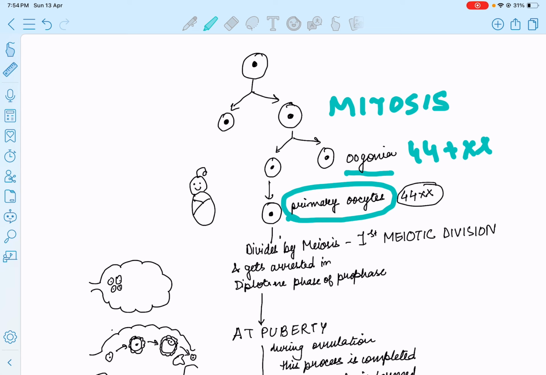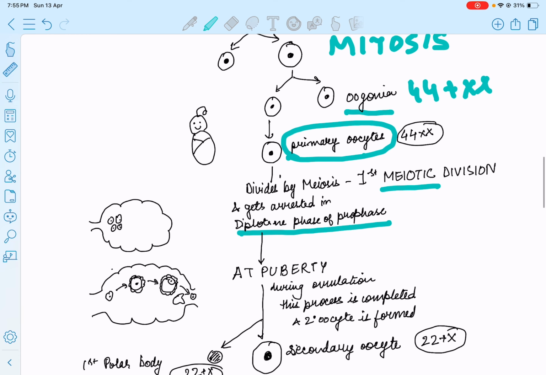These primary oocytes divide by meiosis. The first meiotic division is a reduction division. Here, they get arrested in the diplotene phase of prophase. By reduction division, I mean to say that the chromosome 44XX will be converted into half, that is 22XX. So, the first meiotic division occurs at the time of birth. It starts at the time of birth and the primary oocytes get arrested in the diplotene phase.